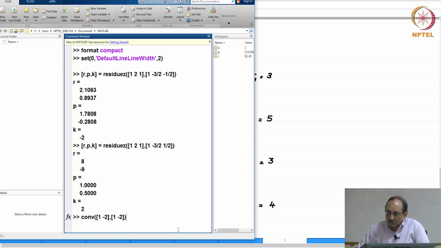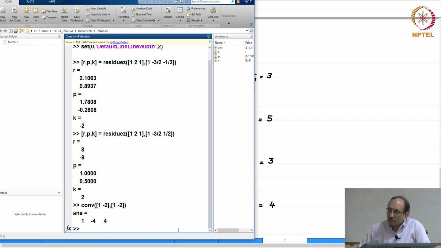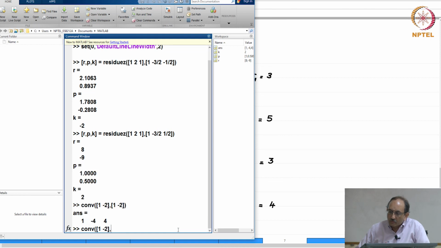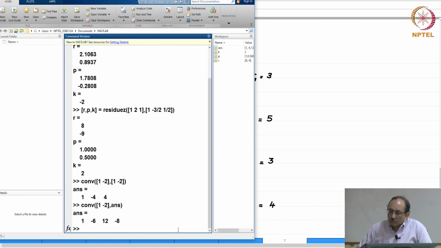This of course is, if you remember the formula for a minus b whole cubed, you can get it right away. If you want to do it in MATLAB, the way to do that is like this, alright. And then you need to convolve the answer one more time with 1 minus 2. So, this is the denominator vector.